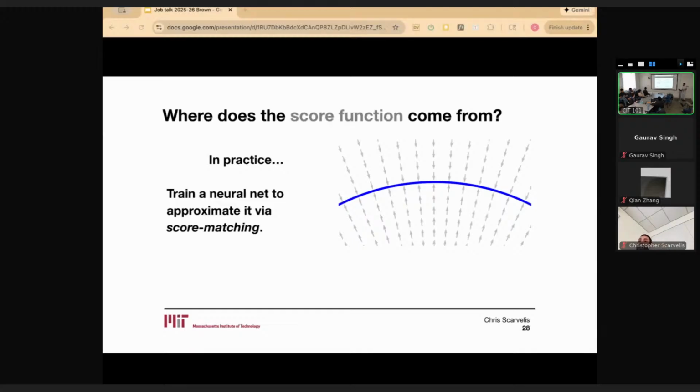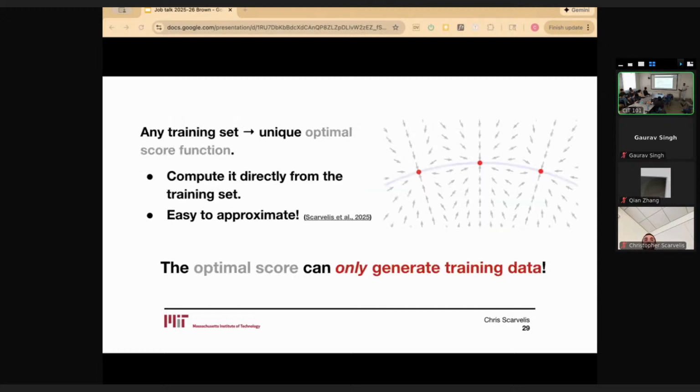In practice, though, we train a neural net to approximate the score function by solving a simple regression problem called score matching. And this requires access to samples from the data distribution. Now, it turns out that it's easy to analyze score matching. It's just a simple regression problem. It has a single solution, which you can compute directly from the training set. And if you're worried about computational cost, we've also shown recently that it's easy to approximate.